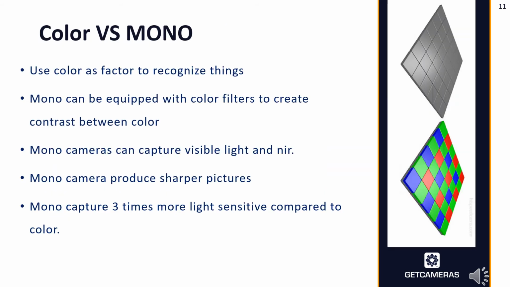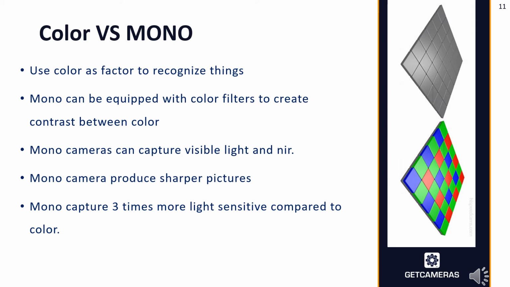What is the main difference between color and monochrome cameras? Not the price, being exactly the same. If you need to recognize colors from each other in different tones and shades, a color camera is mandatory. Think about wire color recognition, for example. A mono camera can be equipped with a color filter to create contrast between opposite colors. Mono cameras can capture visible light and near-infrared light. Monochrome cameras produce just sharper pictures. Monochrome cameras are 3 times more light sensitive compared to color cameras.